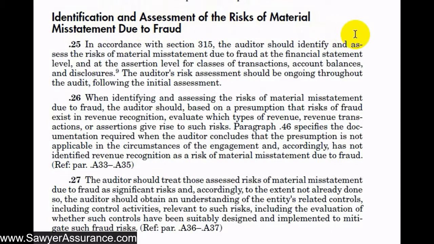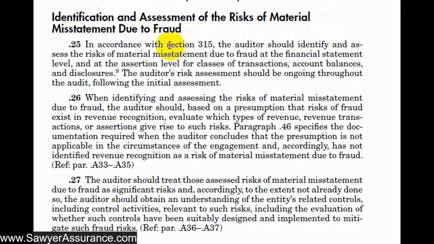So up until now in this section we have discussed gathering evidence about fraud. So for instance, inquiring with management and those charged with governance and obtaining other information to understand their fraud policies. But now we're going to use that information to try to identify and assess the risk that their financial statements are materially misstated due to fraud.